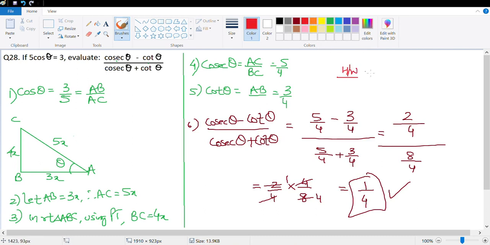Some homework questions for you. Homework questions for you would be question number 30, question number 27, question number 25, question number 24, question number 19, question number 17, and question number 16.